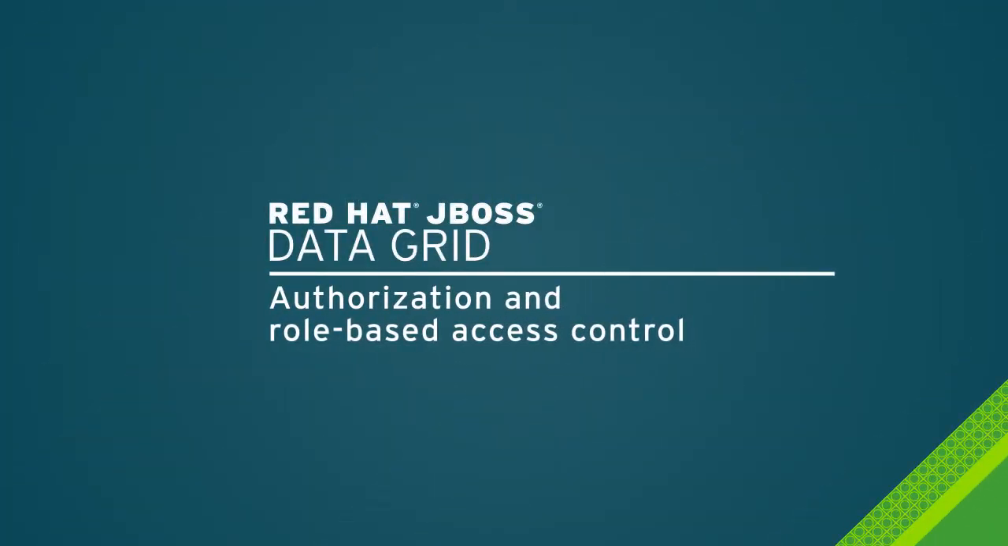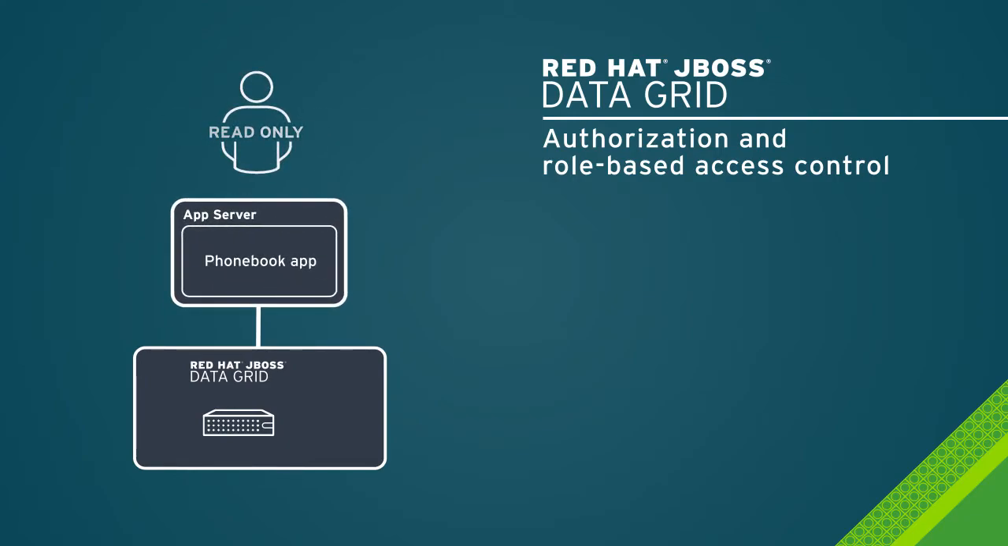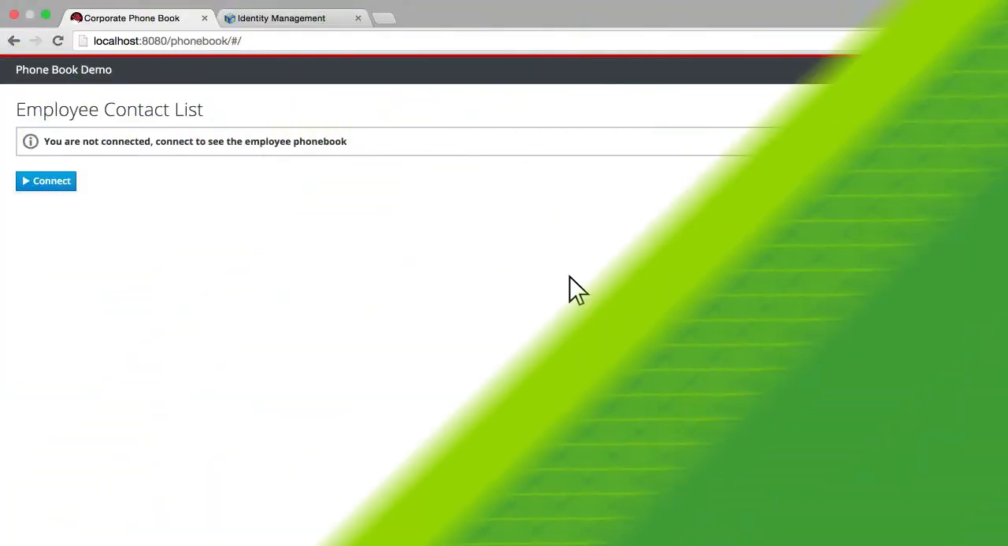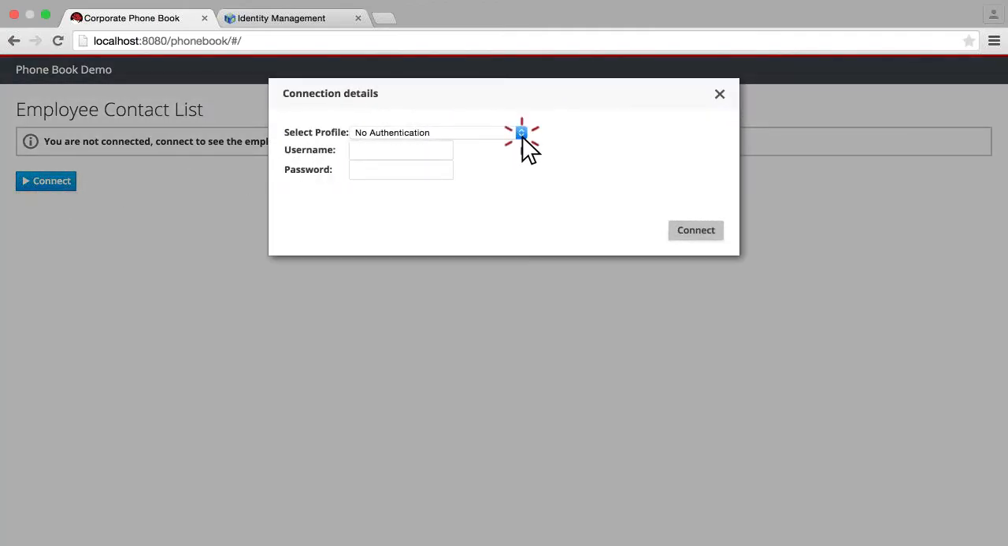JBoss Data Grid's authorization feature ensures that users are restricted to performing only permissible actions, such as read, write, listen, and admin. With JBoss Data Grid, you can specify permissions for each individual user. And through role-based access control, you're able to map permissions to roles that can be assigned to users, making it faster and easier to grant permissions.